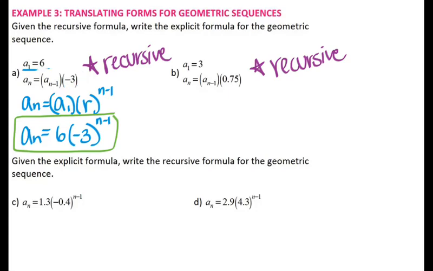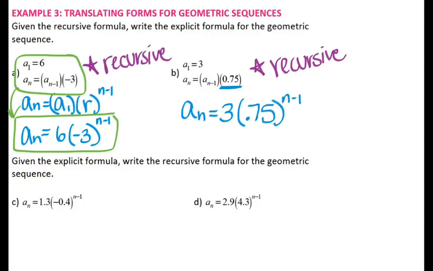So for geometric, it's almost like you're rearranging the numbers in a different form. So there is your recursive because it has two parts, and then we changed it to explicit, and once again explicit would allow us to find any term by plugging in the term number for n. So explicit is always just a one-line formula that you can plug your term numbers into for n. And then same thing for part B. My first term was 3, so I can replace my first term in the formula. And then this is your common ratio, so 0.75 to the n minus 1. And then there is your explicit formula.